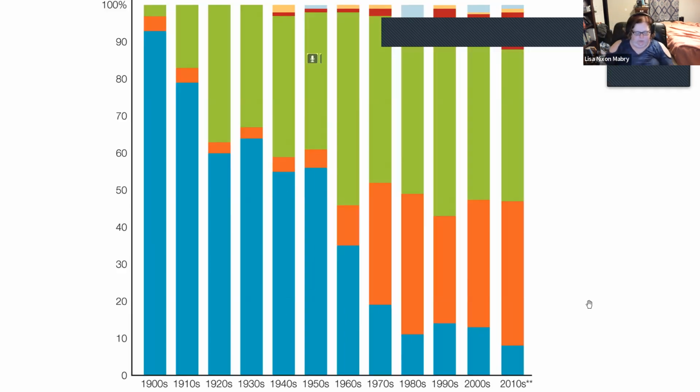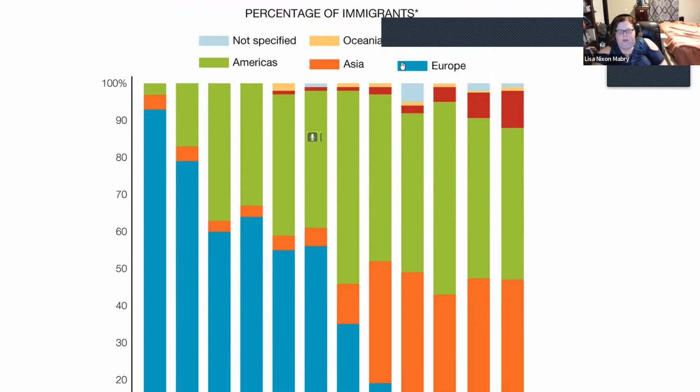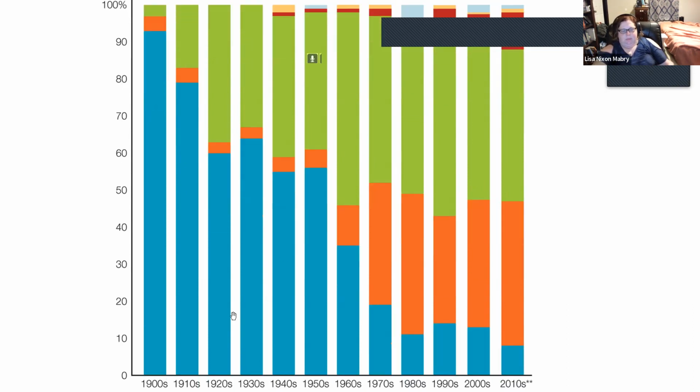So you can see here, the dark blue is Europe, which was the focus. Green is the Americas in general, so Central America, South America. The light orange, peach, maybe, is Oceania, red is Africa, and orange is Asia. So as you can see, mostly European, and then that has declined. A lot of Europeans are not coming over now. They're like, y'all be crazy.